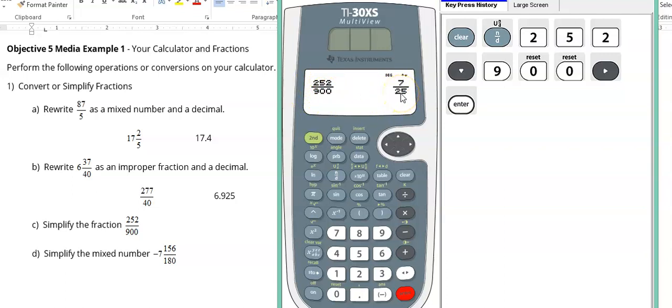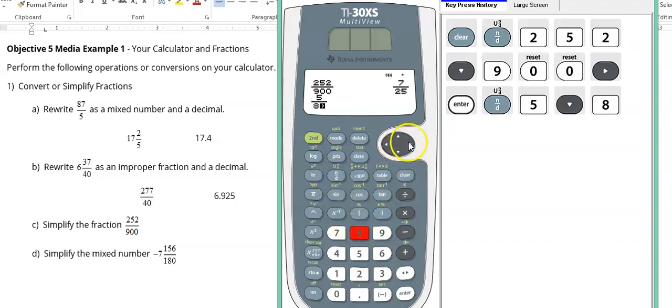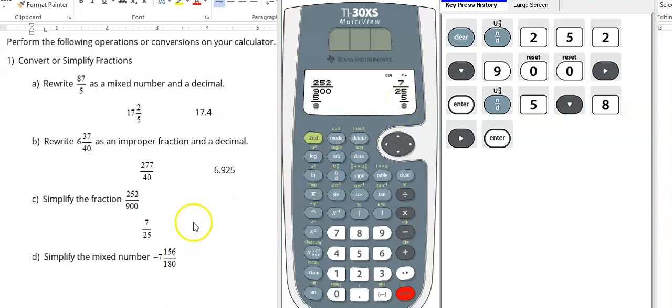There'll be a lot of cases where your answer needs to be simplified. So even if you're not sure if they have common factors in the numerator and denominator, for example, if you had 5/8, that's actually already simplified. But you could enter it again and you'll see that the result is the same because it always gives you the simplified version. And here is the result, 7/25.